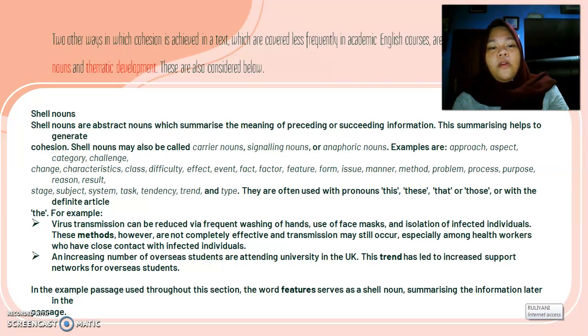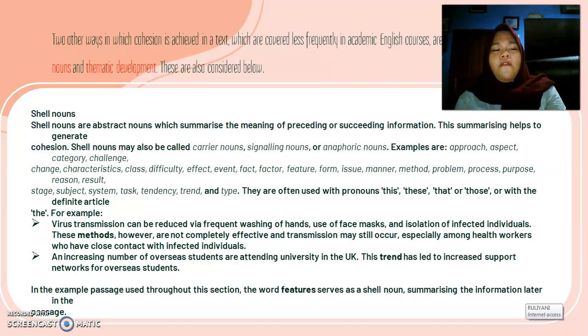Shell nouns may also be called carrier nouns, signaling nouns, or anaphoric nouns. Examples are approach, aspect, category, change, characteristic, class, effect, event, fact, factor, feature, form, issue, manner, method, problem, process, purpose, reason, result, stage, subject, system, task, tendency, trend, and type. They are often used with the pronouns this, that, or those, or with the definite article.